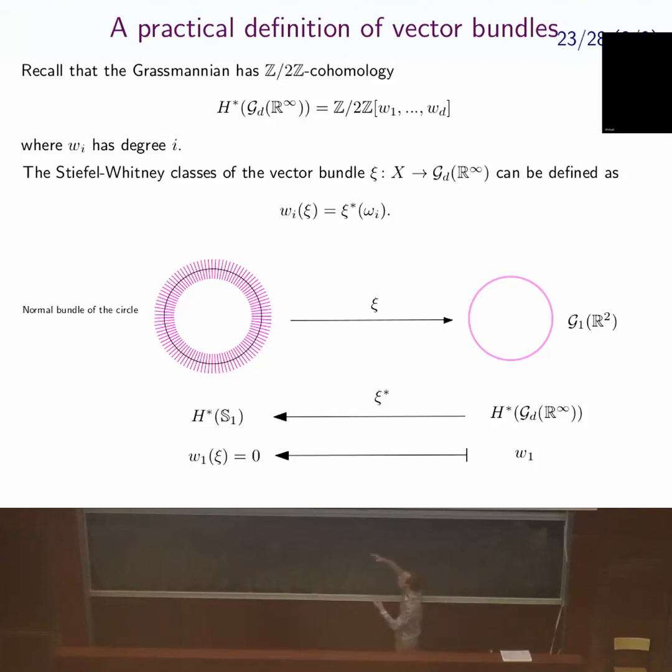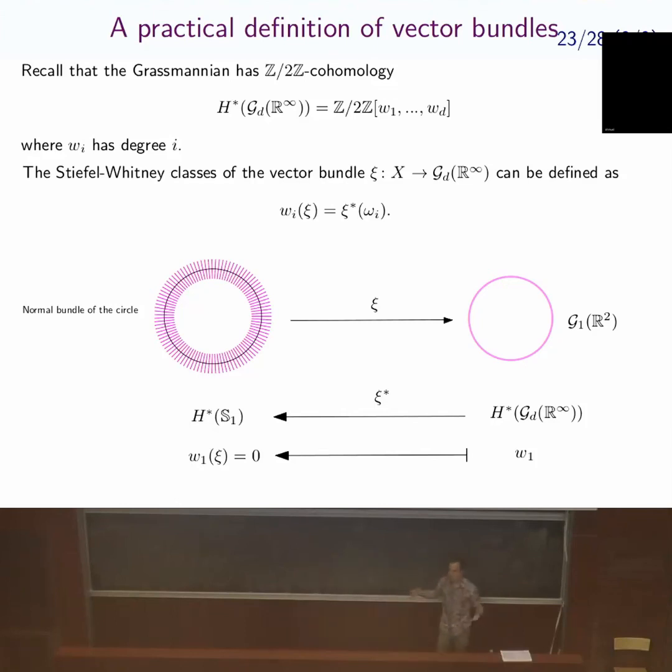So for instance here, the normal bundle of the circle, I have a map to the infinite Grassmannian, actually G_1 of R^2 is enough here. I look at the cohomology of the Grassmannian, and if I push this class w_1 into the cohomology of the circle, I obtain the Stiefel-Whitney class, the first Stiefel-Whitney class of the normal bundle of the circle, which is 0 here.